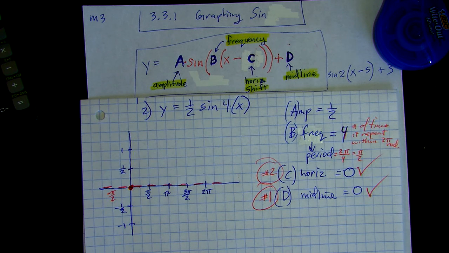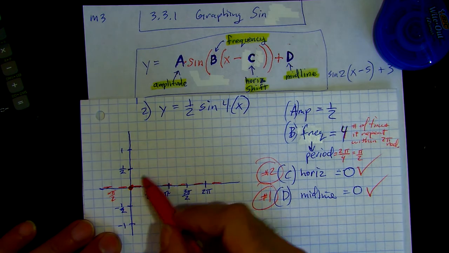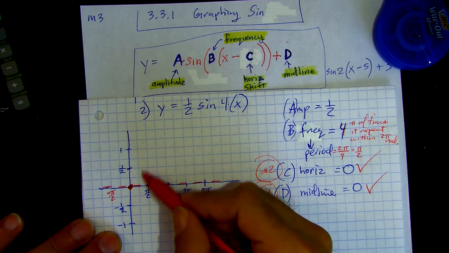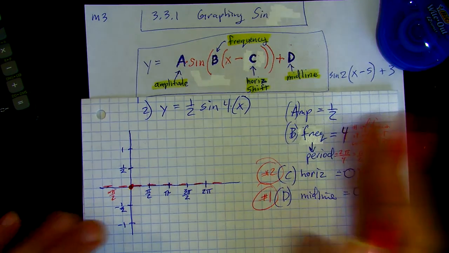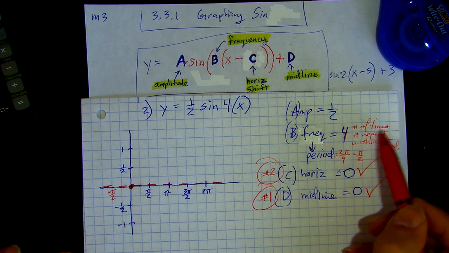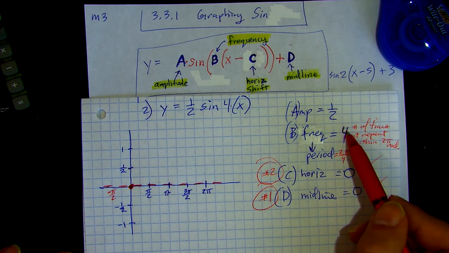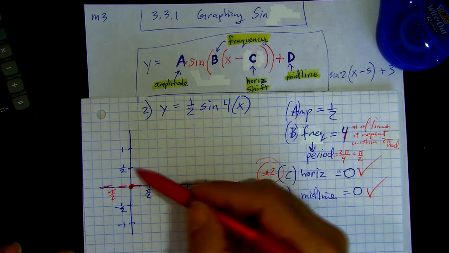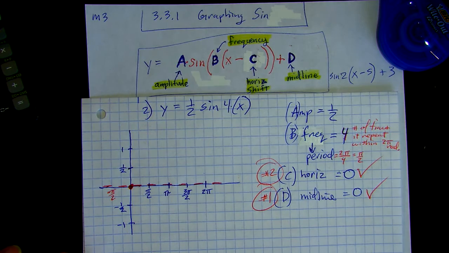And I realize now that I've made this kind of small, but instead of a big curve, it's going to be a little curve. It's more squished together because there's more frequency. The number of times it repeats is 4, so we have to have 4 repeats before we even get to 2 pi. There's going to be more lines.